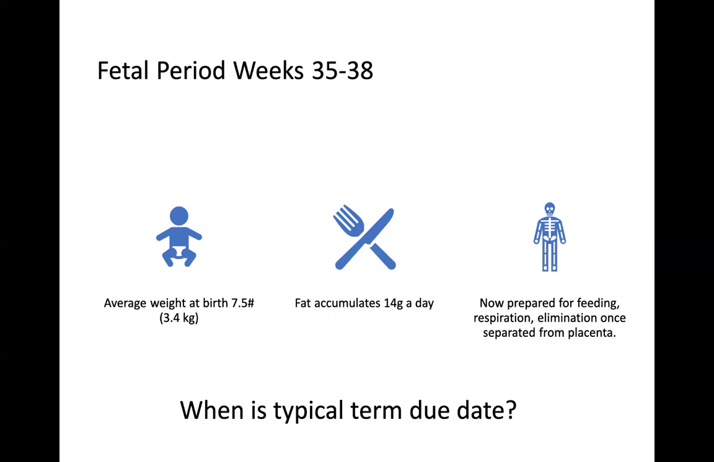So when is a typical term due date? Does anyone know? It's typically between 39 and 40 weeks.